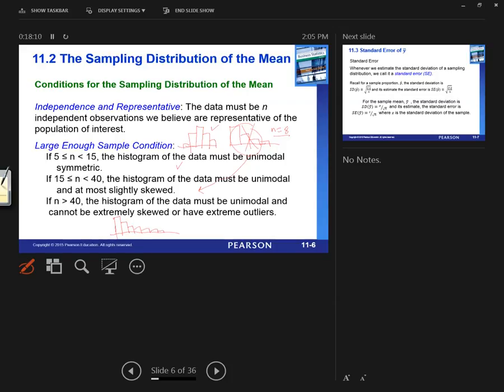That's pretty skewed, but it's not extremely skewed. Here's extremely skewed. Or it's got a large outlier. Okay, we can't do that one, period. This one, as long as n is greater than 40, we're good. Okay, so those are my conditions.